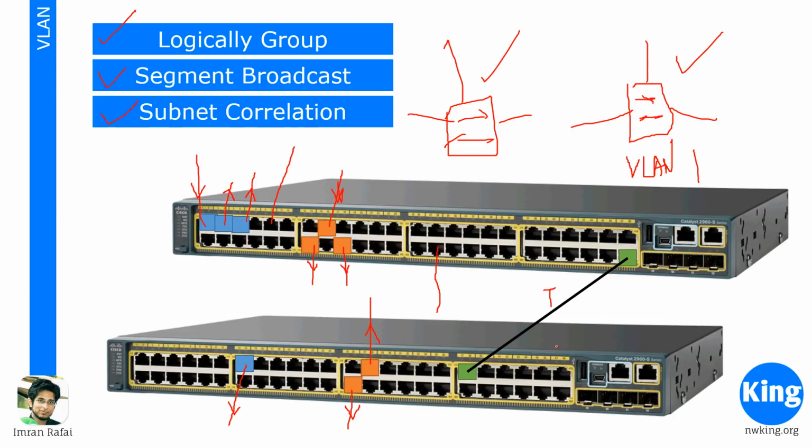Now we also spoke about encapsulation. There are two encapsulation methods. One is .1q. So whenever you make a trunk, you have to give an encapsulation. Now, the encapsulation protocol .1q is an open standard. It's part of the IEEE, and there is another protocol called ISL, or Inter-Switch Link.